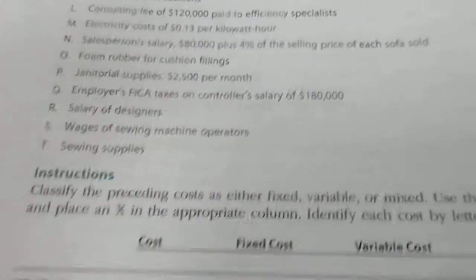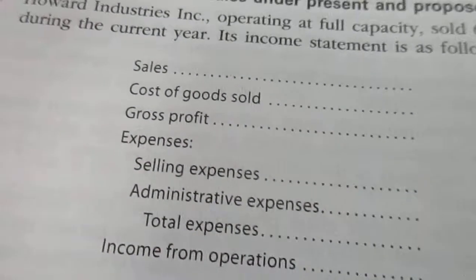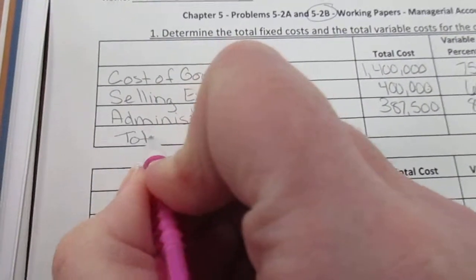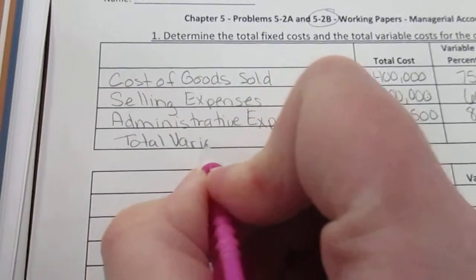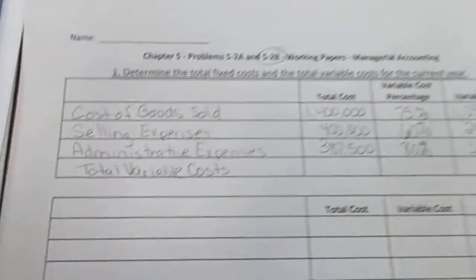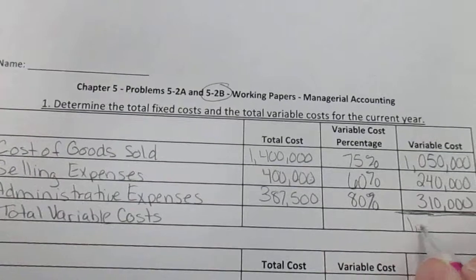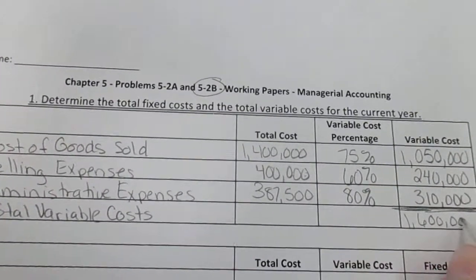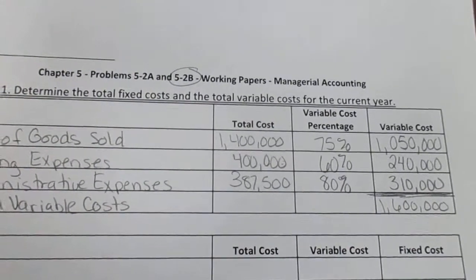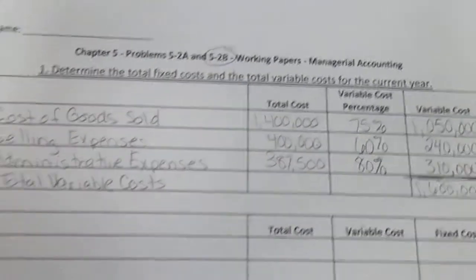Back to my income statement, administrative expenses, total income. So that's all the expenses I had. So my last line here is going to say total variable costs. And I'm going to put a line over here and add these three numbers together, and I get $1,600,000. Okay. So I found my variable cost of $1,600,000.